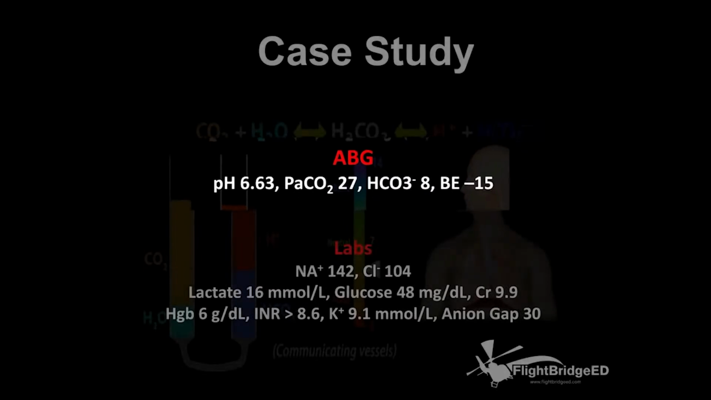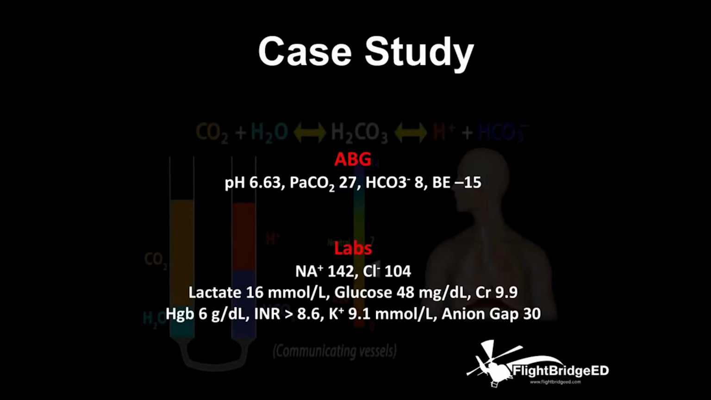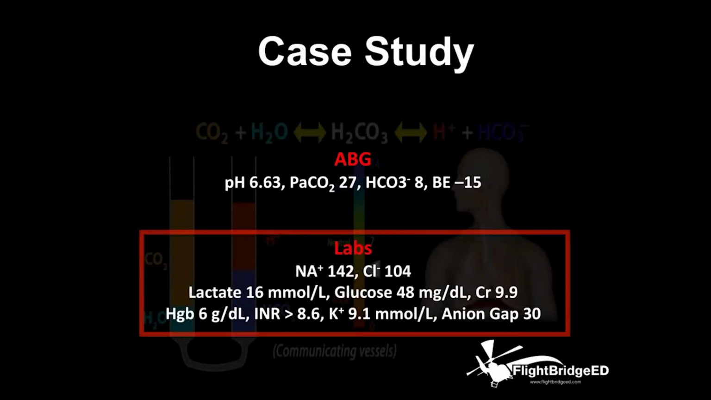His labs are, again, very, very ominous. He's got a sodium and chloride that are fairly normal, 142 on the sodium, 104 on our chloride. He has a really high lactate at 16, glucose of 48. Creatinine is significantly elevated at 9.9. His H&H is terrible, hemoglobin of 6 grams per deciliter. INR of greater than 8.6. He's got a K of 9.1 and a current anion gap of 30.